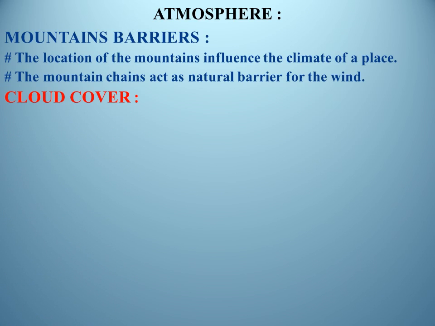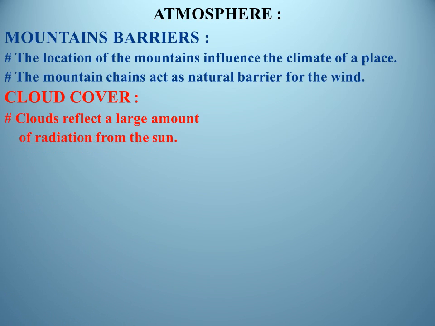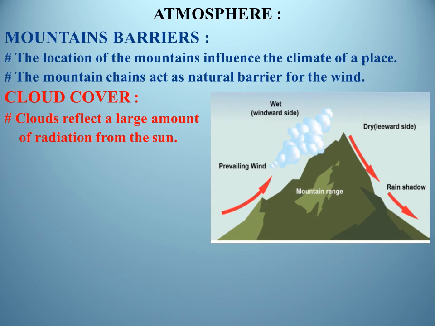The next is cloud cover. Clouds reflect a large amount of radiation from the sun. This prevents the entry of heat to the earth's surface. So, in areas with generally cloudless skies, like the deserts, the temperature is very high. On the other hand, under a cloudy sky, the temperature is low.